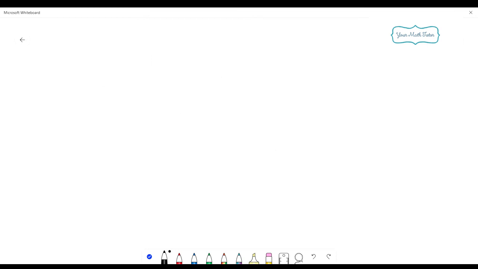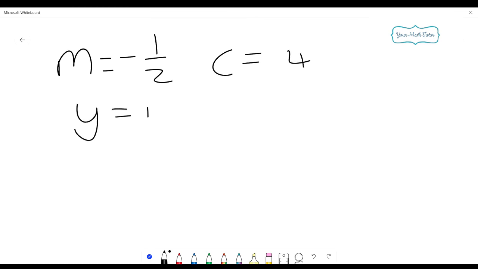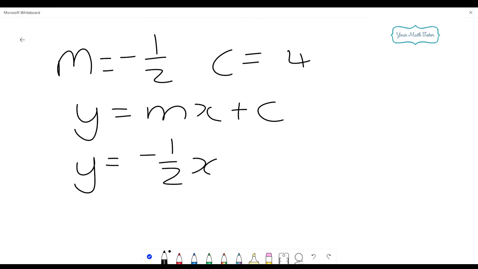Now that we have our gradient, m = -1/2, and c, which is our y-intercept, equal to 4, we can write y = mx + c and punch in these values, where we have y = -1/2 x + 4, and that is the equation of your graph.